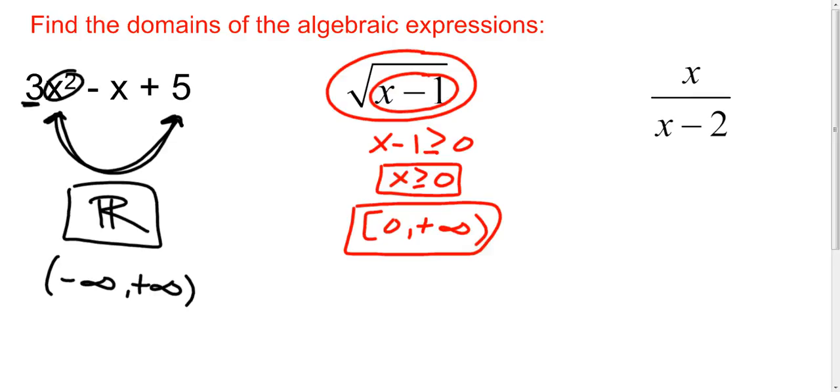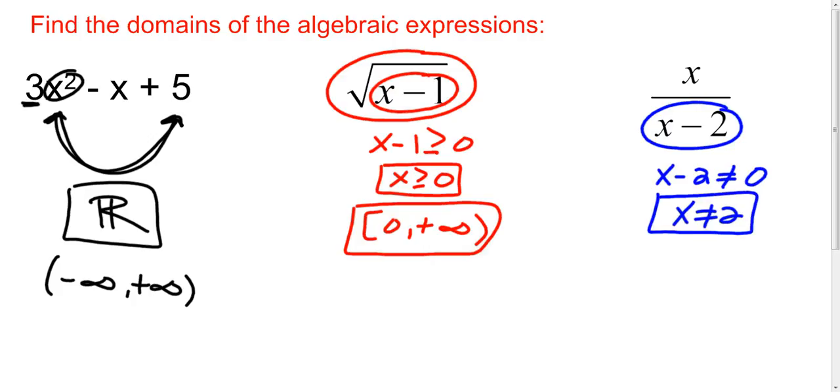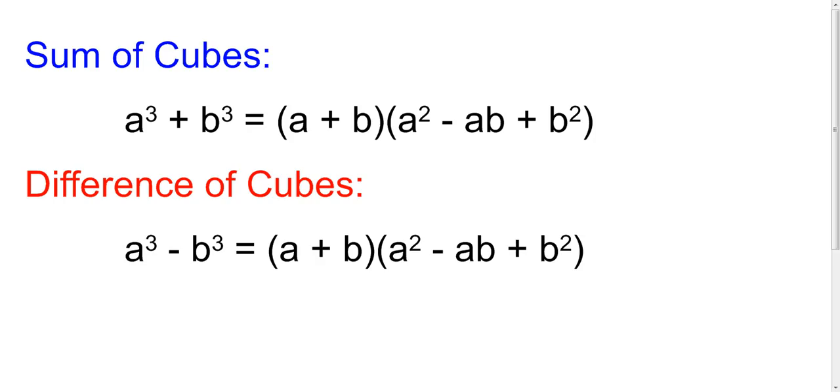And the next one, the key thing to remember is that you cannot have a 0 in the denominator. So x minus 2 can't be 0, which means that x can't be 2. x can be any number but 2, and that's how that works. If you plugged in 2, you would have a 0 in the denominator, and that could not happen.